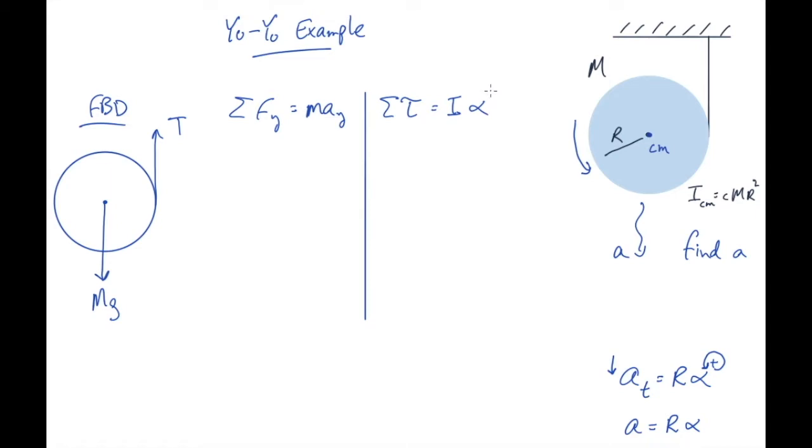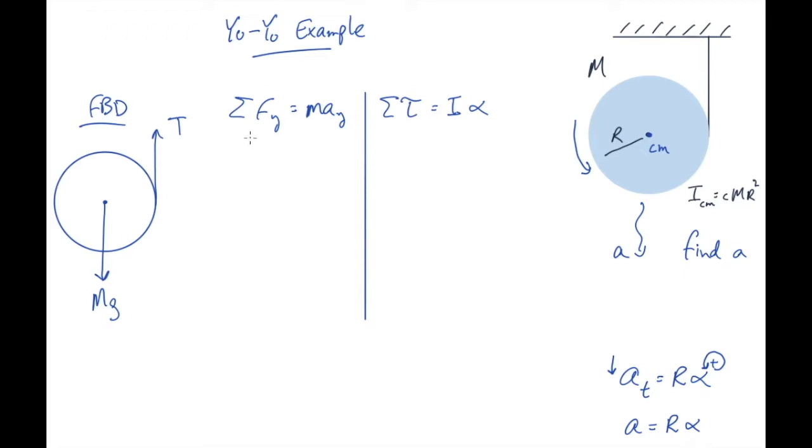Be careful of this. If you let a be positive upwards, then these two are related with a negative sign. So a would equal minus r alpha, if a is positive up and alpha is positive this way. So be careful if you want to write this, you make sure that the rotational motion and the translational motion have the same sign. Okay, with that, we can jump into Newton's second laws.